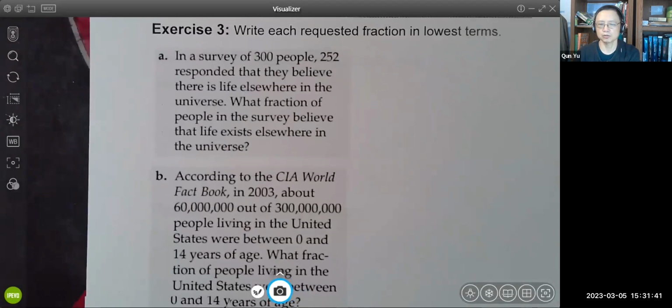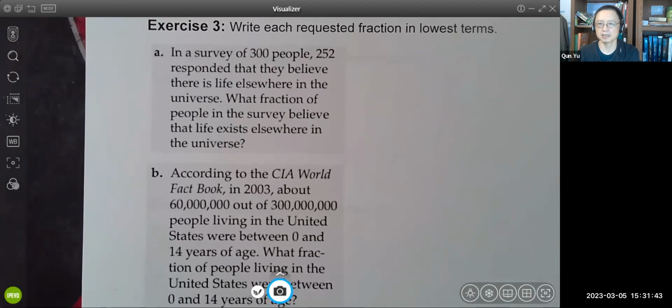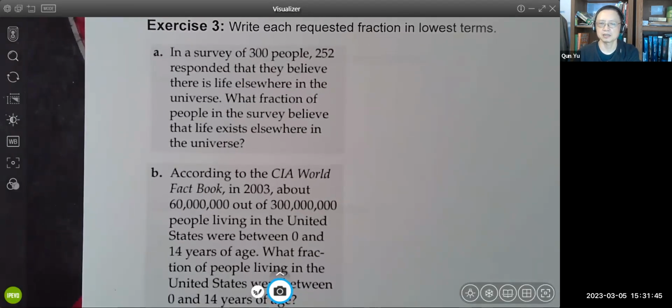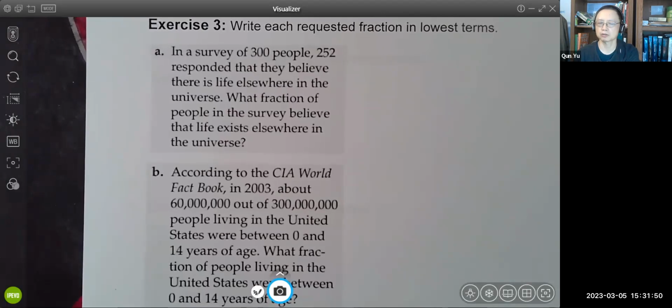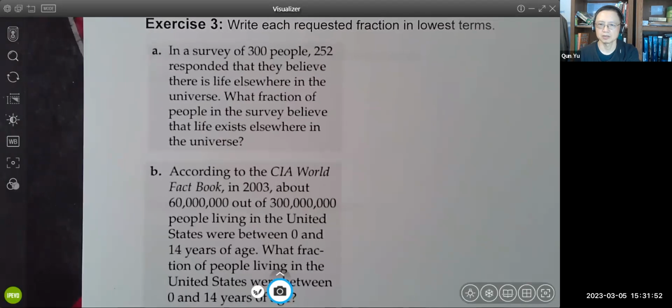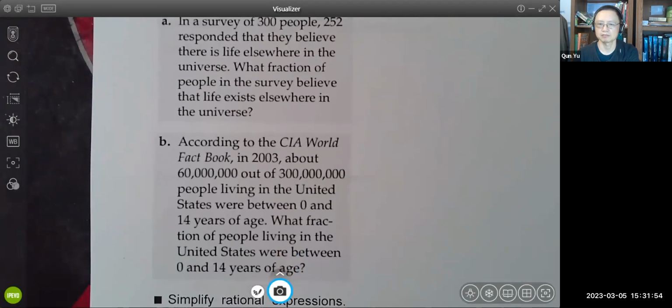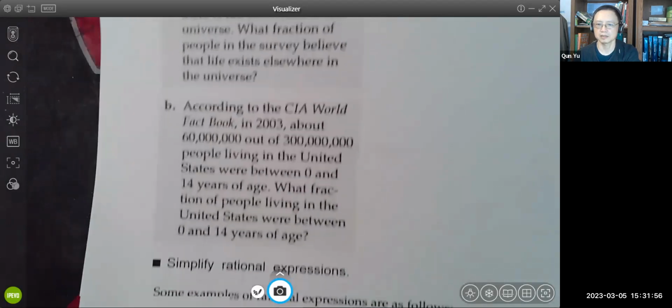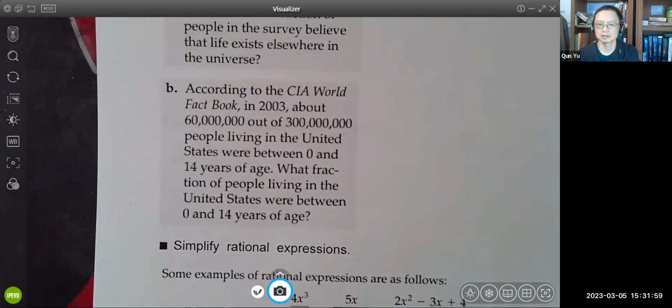Now you have 2 application exercise problems, and write the fraction and then reduce them to the lowest terms. So you have 2 of this. This is the second one.